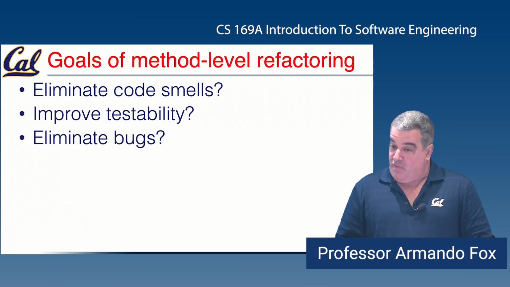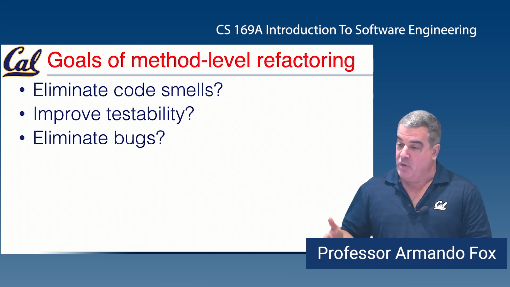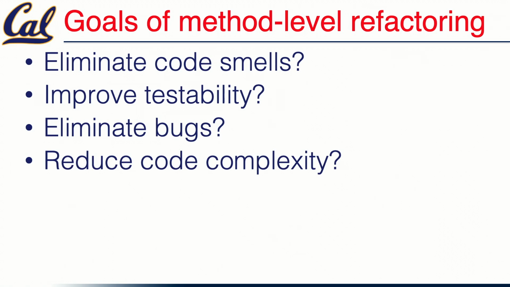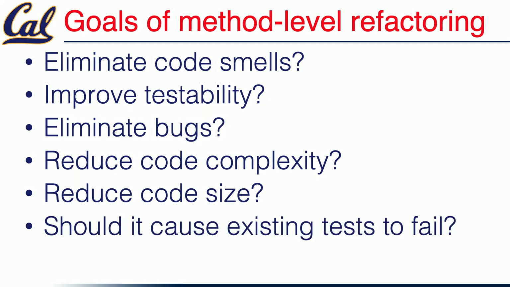Eliminating bugs? That's not really a goal of refactoring, but as we saw, sometimes the process of reducing complexity through a refactoring can make it easier to find bugs that otherwise might have had a place to hide. So eliminating bugs is not a goal, but sometimes it is a happy side effect. Certainly reducing the complexity of the code, but that doesn't necessarily mean reducing the size of the code. Sometimes more code with less complexity is a better outcome.